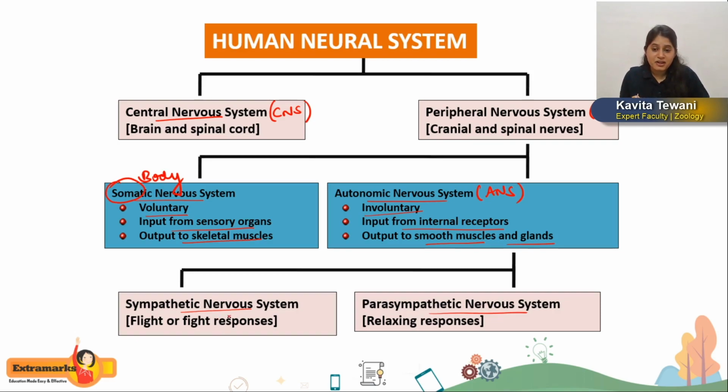Now if you talk about sympathetic, it gives flight or fight responses, which means its fibers are adrenergic and release adrenaline hormone. When we talk about the sympathetic nervous system, it helps in tolerating all the abnormal conditions of your body, like a rise in heartbeat or an increase in breathing rate, respiratory rate. All these you are able to tolerate with the help of the sympathetic nervous system. And all the relaxing responses are brought about by the parasympathetic nervous system.